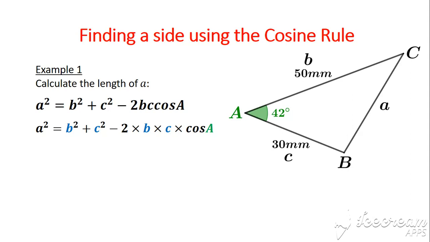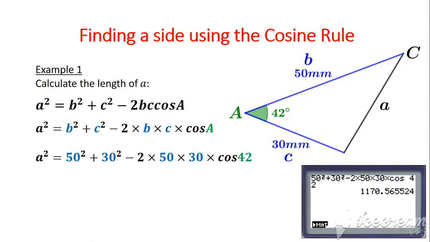Right, so angle A is 42 degrees and lengths B and C are 50 and 30. So we're ready to substitute. A squared is equal to 50 squared, which is B, plus 30 squared, which is C, minus 2 times 50, which is B, times 30, which is C, times the cosine of 42, which is angle A. Now, we grab a calculator and we solve this part. Again, make sure your calculator is set up in degrees, and we should get an answer of 1170.565524.